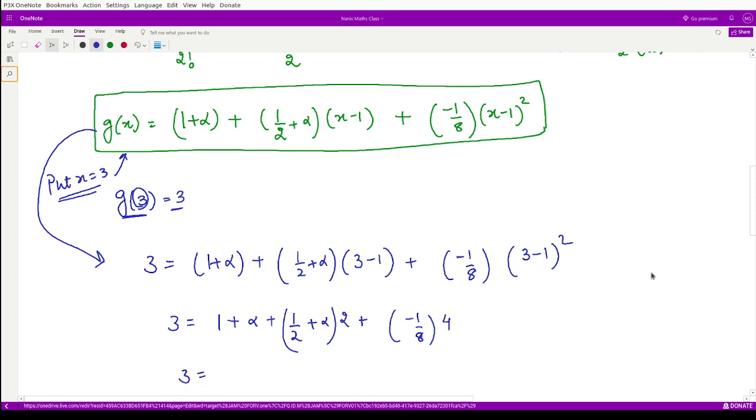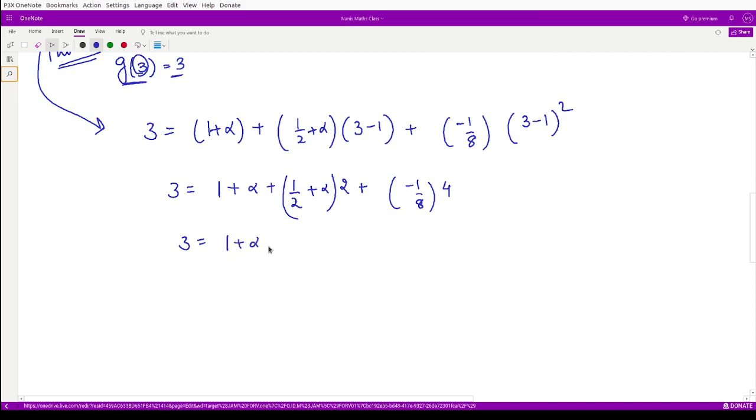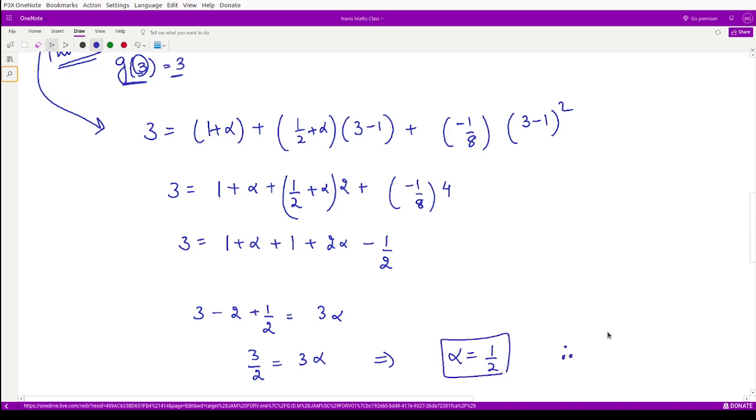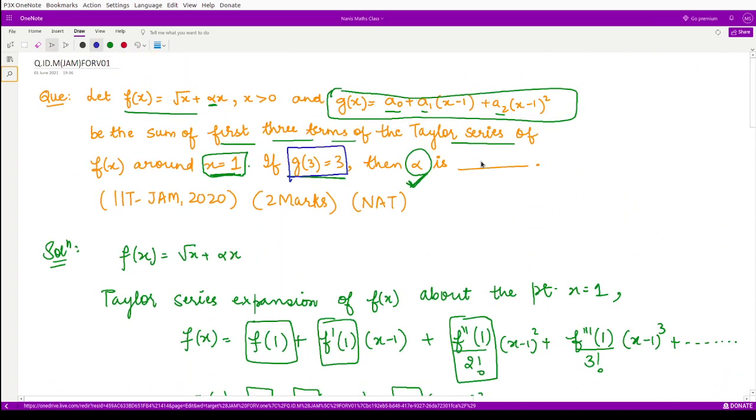So this is equal to 3, that is equal to 1 plus alpha plus 1 plus 2 alpha minus 1 by 2. Finally you obtain from here 3 minus 2 plus 1 by 2 is equal to 3 alpha. So when you solve this, 1 plus 1 by 2 is 3 by 2, and 3 by 2 is equal to 3 alpha. That means you obtain the value of alpha as 1 by 2. Therefore, the value of alpha in numerical digits is 0.5. So the answer to this particular question is 0.5. I hope you understood this question.